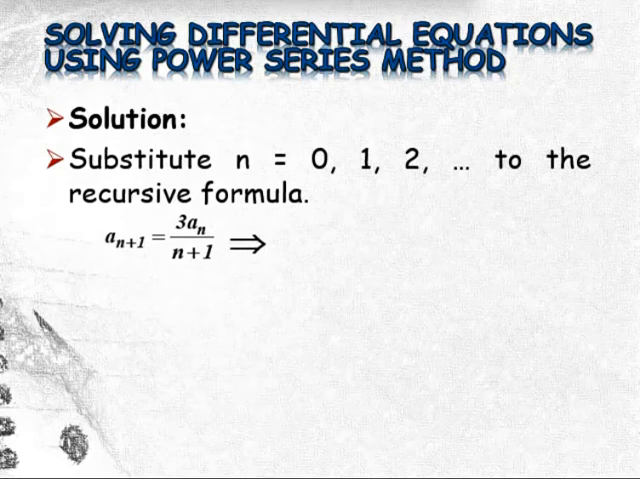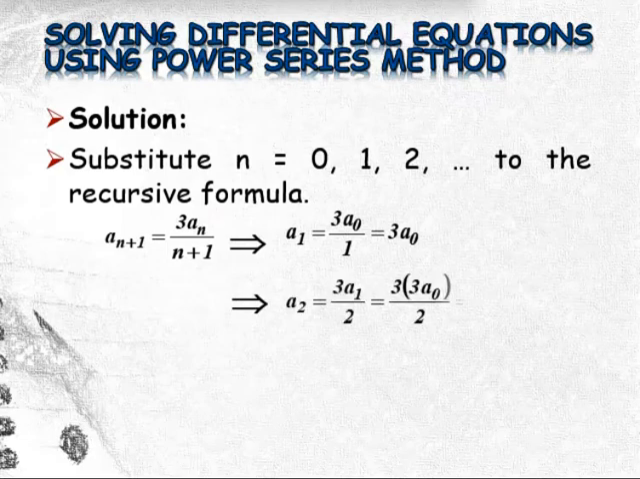So if n is equal to 0, you will end up with a sub 1 equals 3 times a sub 0 over 1, or 3 times a sub 0. Now if n is equal to 1, you will have a sub 2 equals 3 times a sub 1 over 2. Using the expression for a sub 1, you will have 3 times 3 a sub 0 over 2, or 3 squared times a sub 0 over 2 factorial.